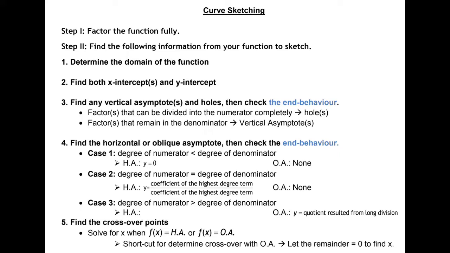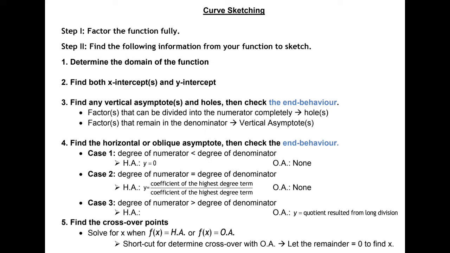First, determine the domain of the function. Second, find both the x-intercepts and the y-intercept. Third, using the restrictions, find any vertical asymptotes and holes. Then, we check the end behavior of the vertical asymptote.